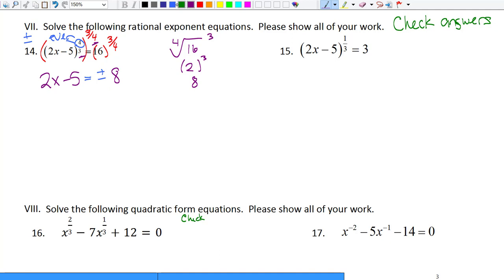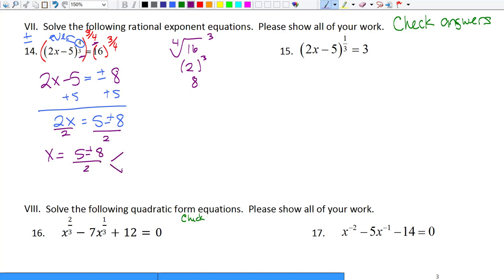Now I'm going to solve, so I'm going to add 5 to both sides. That gets me 2x equals 5 plus or minus 8. Now, I know what 5 plus 8 is, and I know what 5 minus 8 is, so I'm going to actually have to break this up. I could do it now into two equations, but I'm going to do it right at the end. I think it's easier if I just wait. So I'm going to continue to solve for x. I get x equals 5 plus or minus 8 over 2.